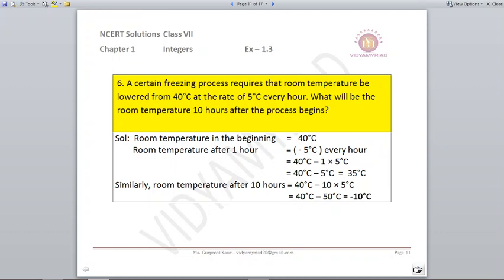So after 1 hour, what will be the temperature? It will become 40 minus 1 multiplied by 5, that is, 1 is the hour. For the first hour multiplied by 5, it becomes 40 minus 5 and my answer comes to 35. But my question is, I want to know after 10 hours. So instead of 1, I will multiply 5 degrees with 10. So 40 minus 10 multiplied by 5, I will get 40 minus 50, and my answer will be minus 10. The bigger number is 50, it has a minus sign, so I will put my answer as minus 10 degrees Celsius.